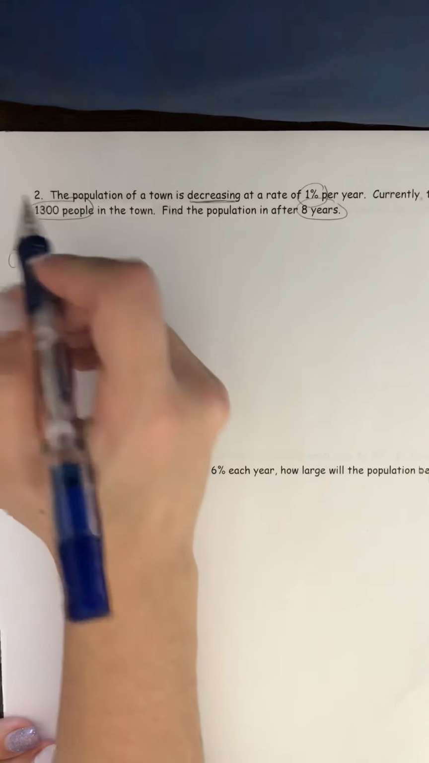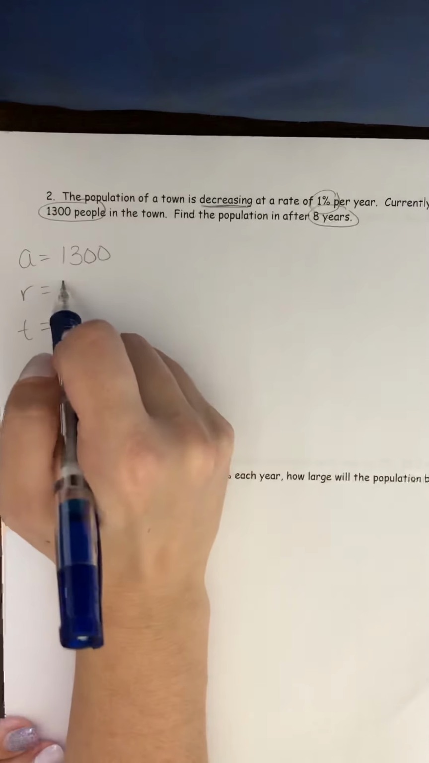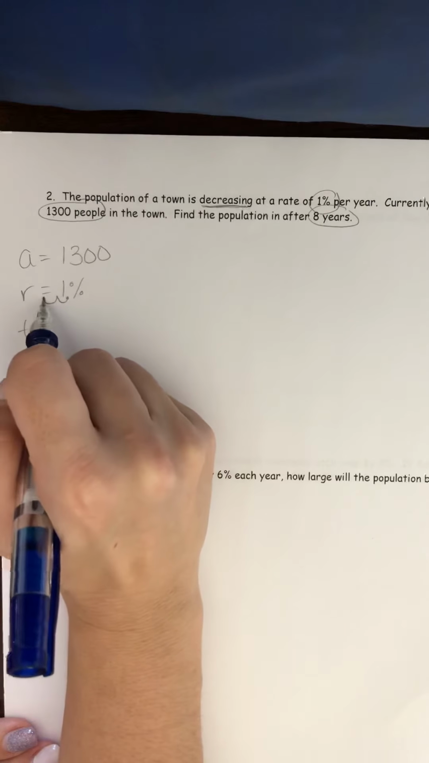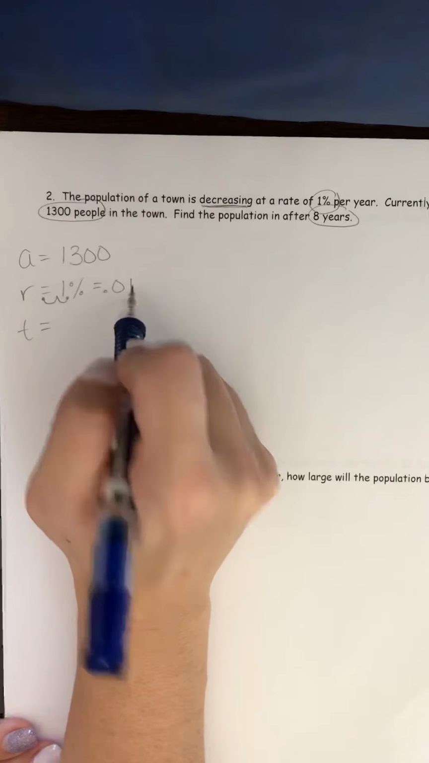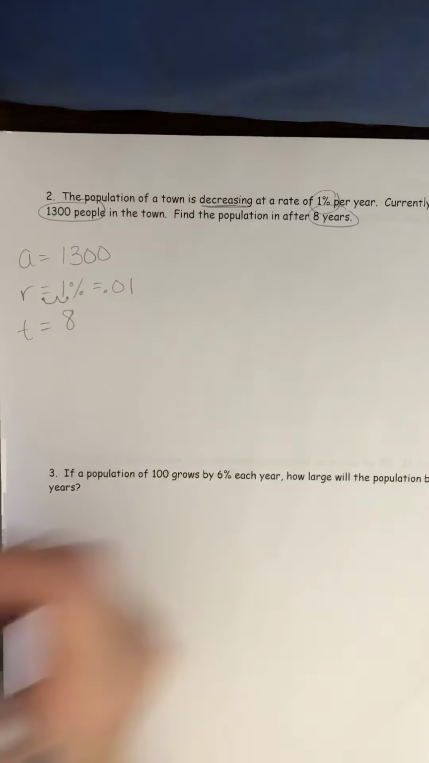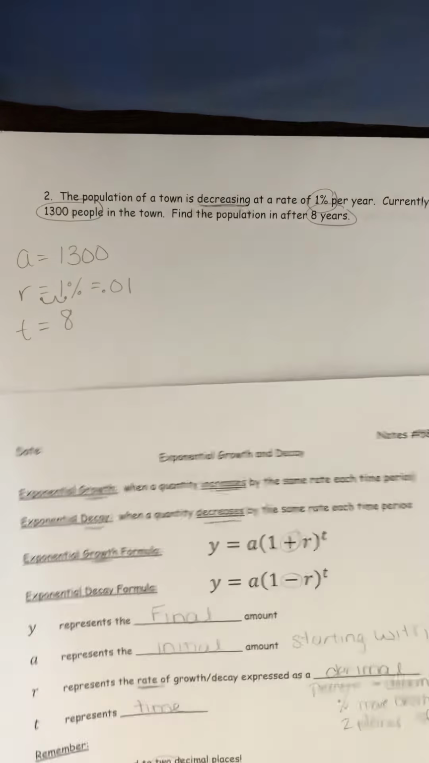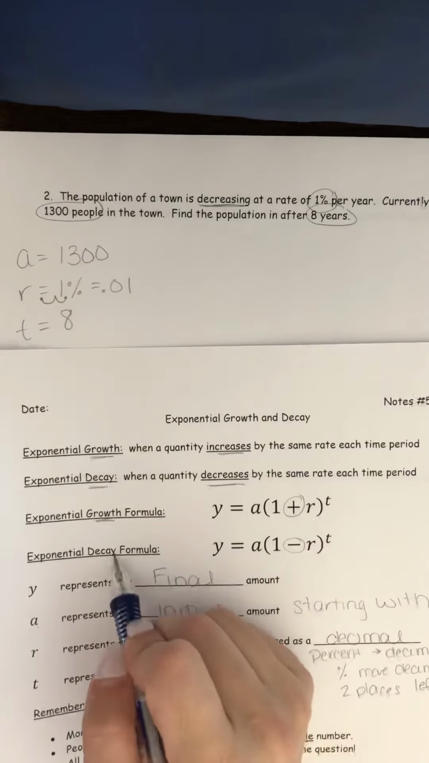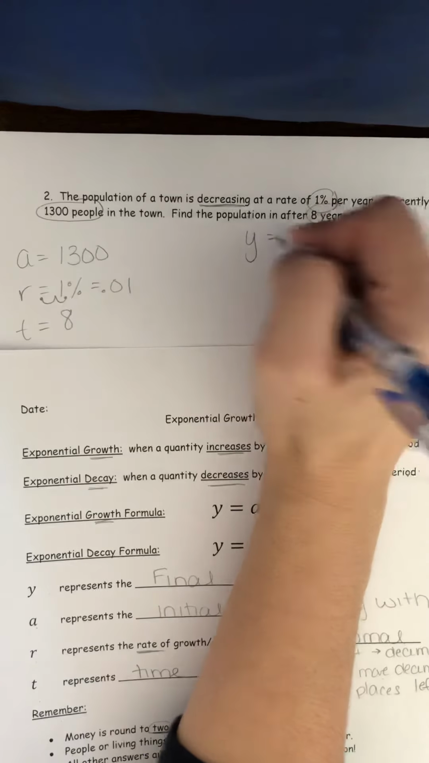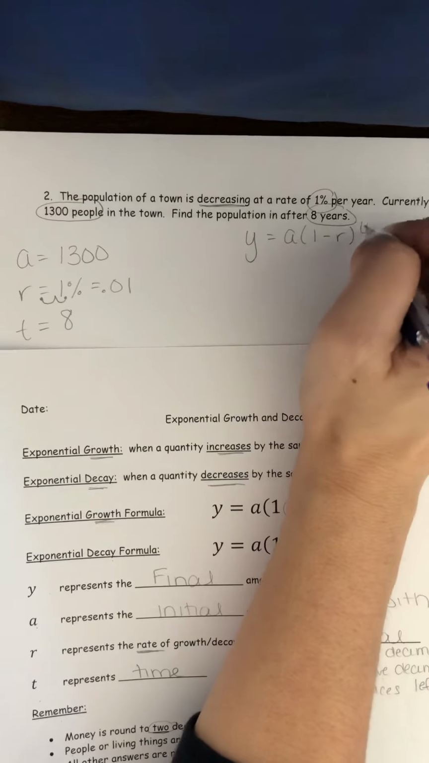Currently, there are 1,300 people, so that's our A. Our rate is our percent, but remember, I need it as a decimal, so move it over. So 0.01, and our time is 8 years. We are decreasing this time, so we want to use our decreasing formula. So remember, the decay formula is the same as the other one, it just has a minus sign. So y equals A, 1 minus R to the T.